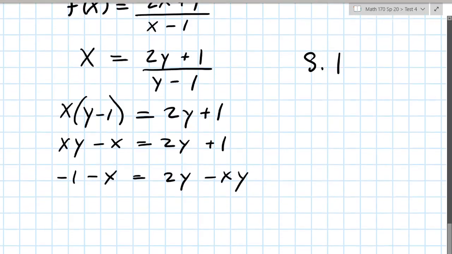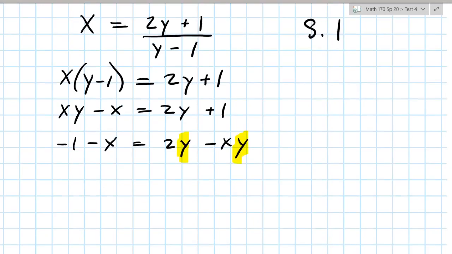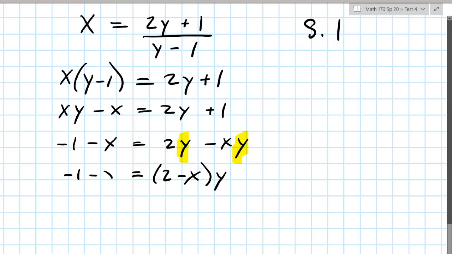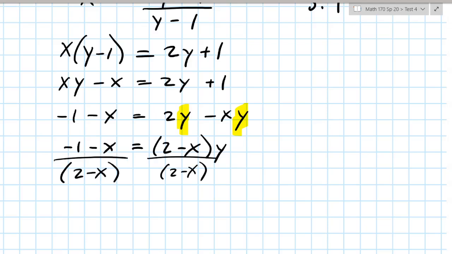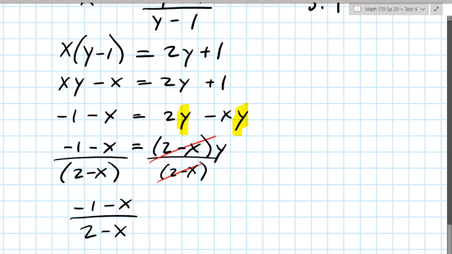Now, notice everything on the right side has a common factor of y, which I'll be able to factor out. 2 minus x times y. Left-hand side stays the same. Now, if I have something times y, to undo that, we just need to multiply both sides by 2 minus x. Those cancel out, and we're left with negative 1 minus x over 2 minus x, and that is our f inverse of x.